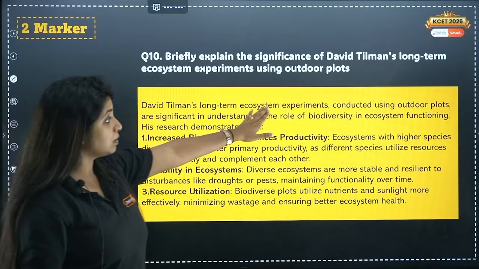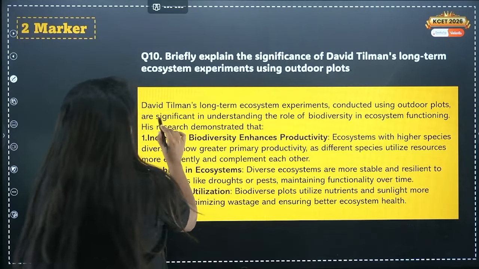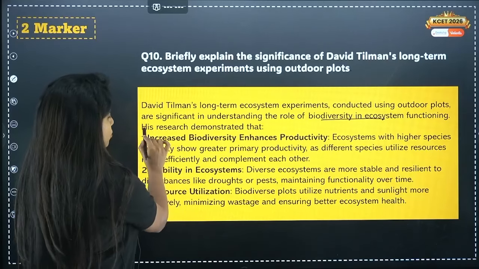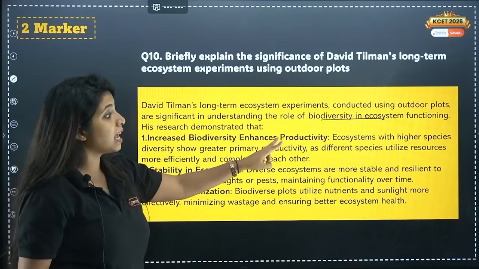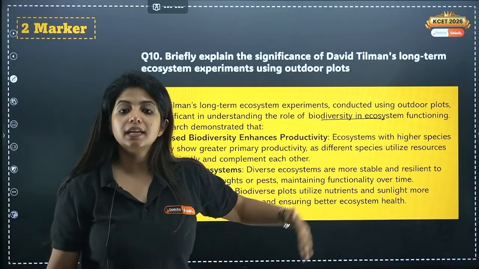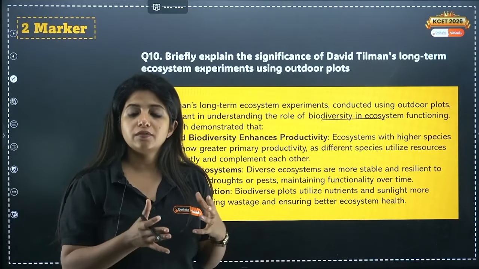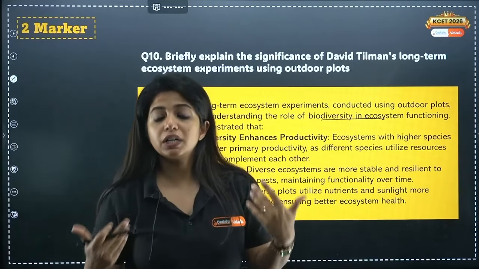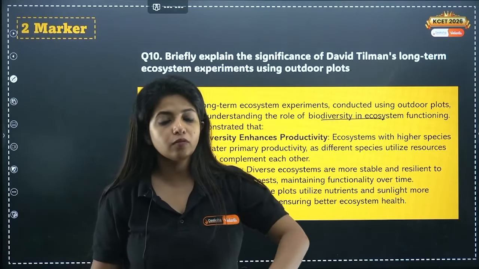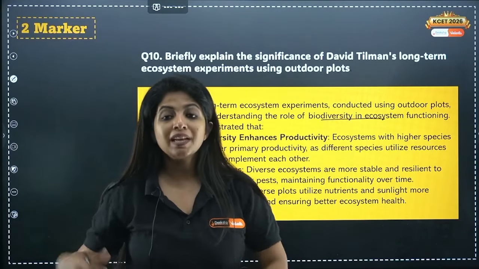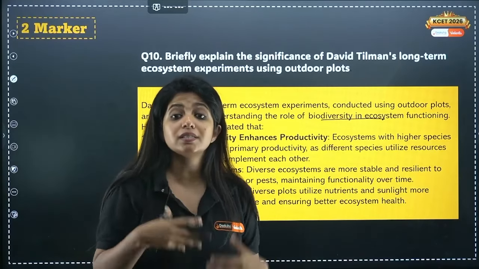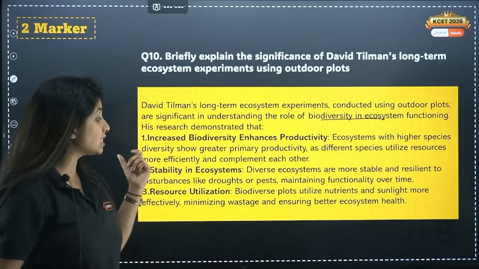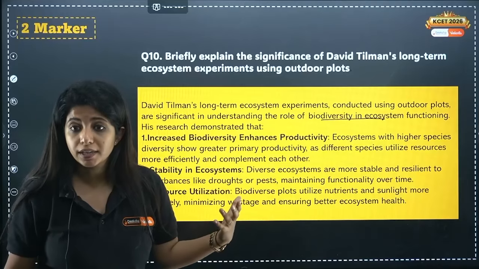So, David Tilman's long-term experiments conducted using outdoor plots are significant in understanding the role of biodiversity in ecosystems. Increased biodiversity enhances productivity. Why did he say that there is lesser fluctuation if there is more diversity? Because, my dear children, if there is more diversity, there is more productivity as well. If plants are more, they are going to produce more organic matter. Other organisms can be stable because this organic matter is being produced by the plants. And the next thing, stability in the ecosystem is also increased.